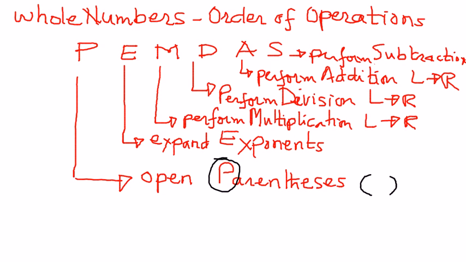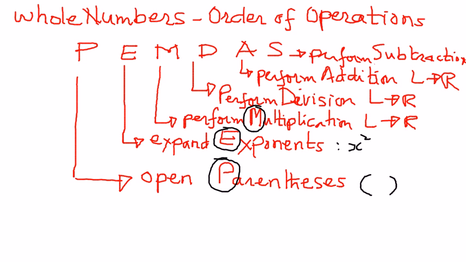Then we want to expand the exponents. Exponents could be x to the power of 2. Those are all exponents. We want to simplify or expand the exponents and then be able to simplify the numbers. The third operation we want to perform is the multiplication, from left of the equation to the right of the equation all the time.